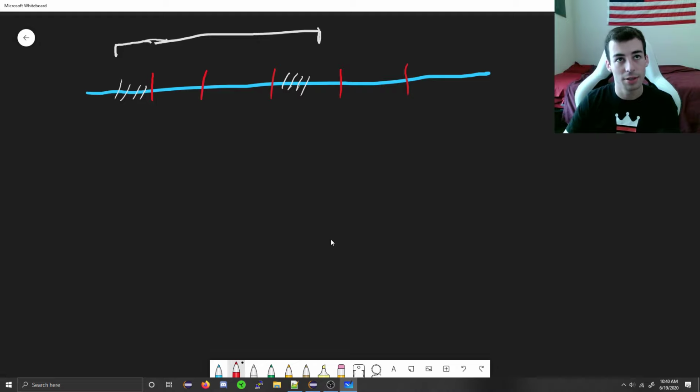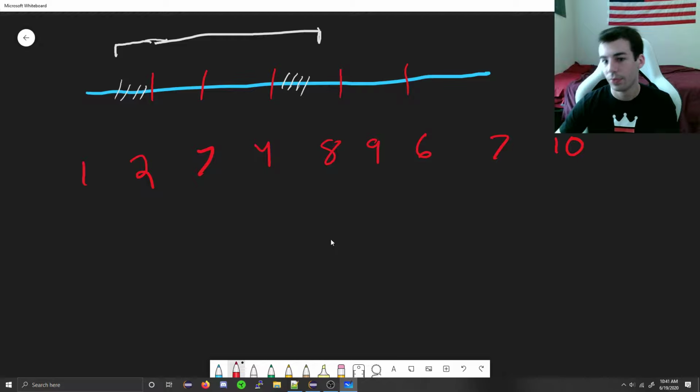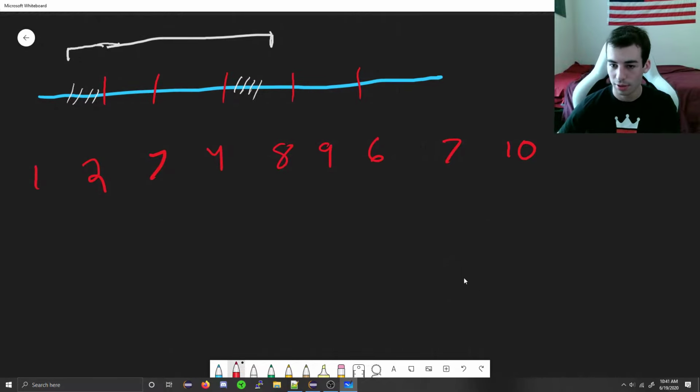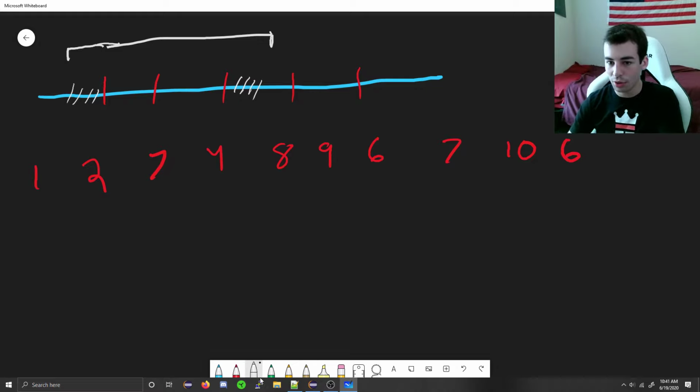Maybe the array is like 1, 2, 7, 4, 8, 9, 6, 7. And now maybe we have some 8 here, or maybe we have some 10. And let's add one more element, just as a good example. So maybe we have a 6. So what we want to do, let's say we're considering this 10 here. This is going to be our right endpoint. So for every index in the array, we're going to say, if this is our right endpoint, when are there new minimums going to the left? And we want to store that for the next 32 elements.